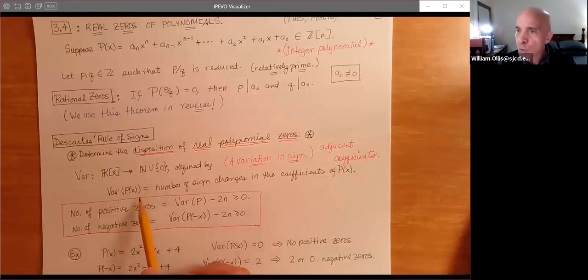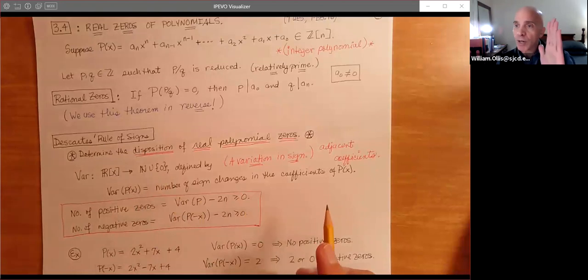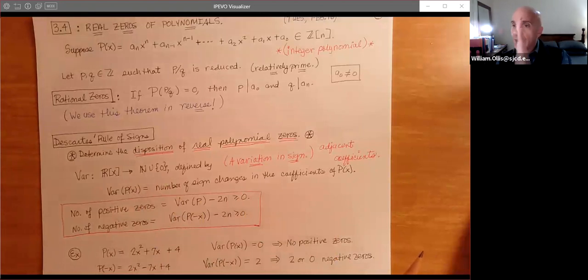And so what is var going to do? Well, when you look at the real polynomial, you're basically looking at the number of sign changes in the coefficients of p. So you start with the leading coefficient, and you just move through the polynomial. And if the sign of the coefficient changes, that's a tick mark. So as it changes, you keep track of all those changes. That's called the variation in sign.